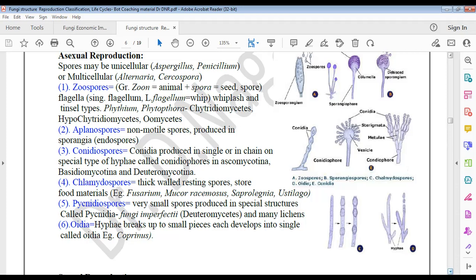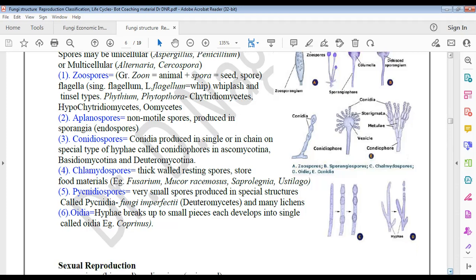And then, where did we stop? Here, at the spores. Aplanospores, that means non-motile spores. Most of the spores are non-motile spores. Non-motile spores, also called conidia, chlamydospores, conidiospores, oidiospores, basidiospores, arthrospores. These all are aplanospores, that means non-motile. They don't have flagella.